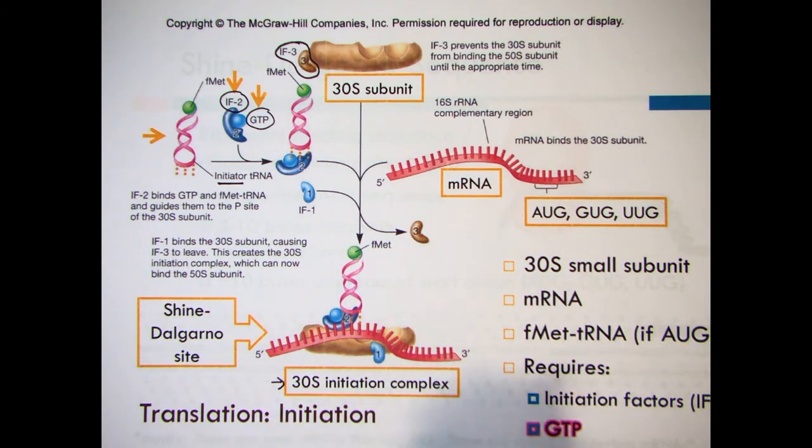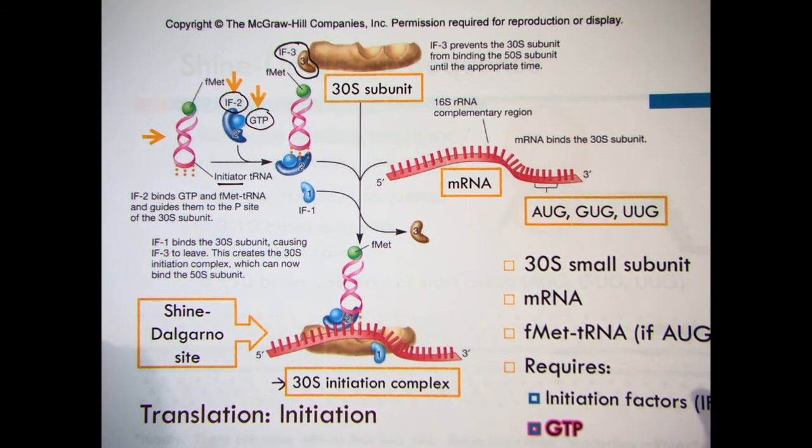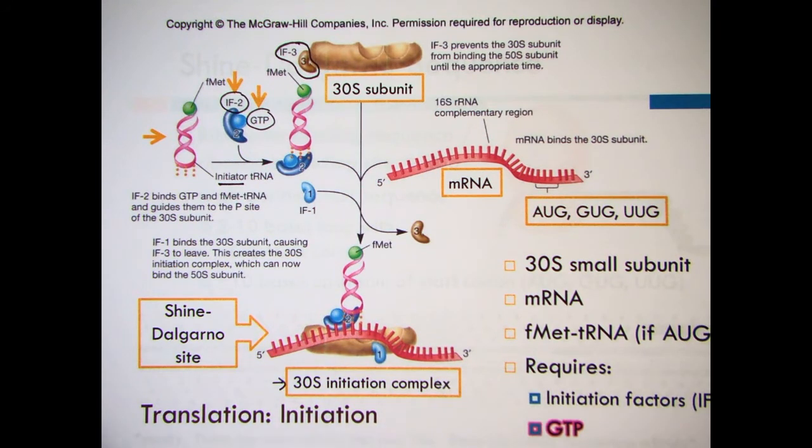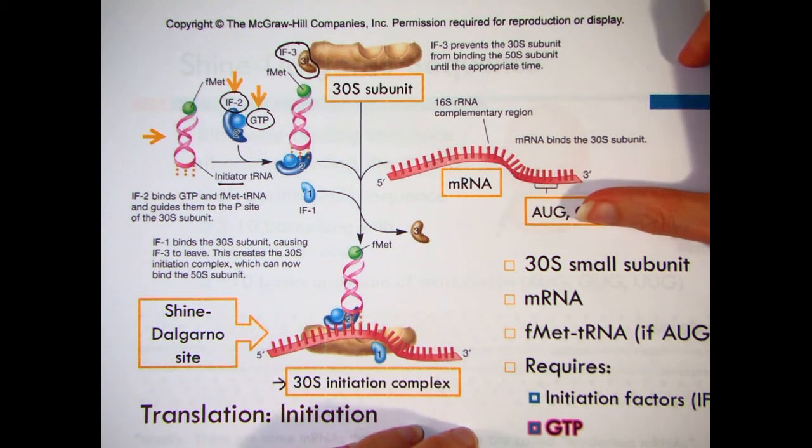So a couple of side note things that I need to tell you. The first one is that you are used to the start codon being AUG. The start codon is always AUG in eukaryotes. The start codon is not always AUG in bacteria. The start codon is frequently AUG in bacteria a lot of the time, but not 100% of the time.